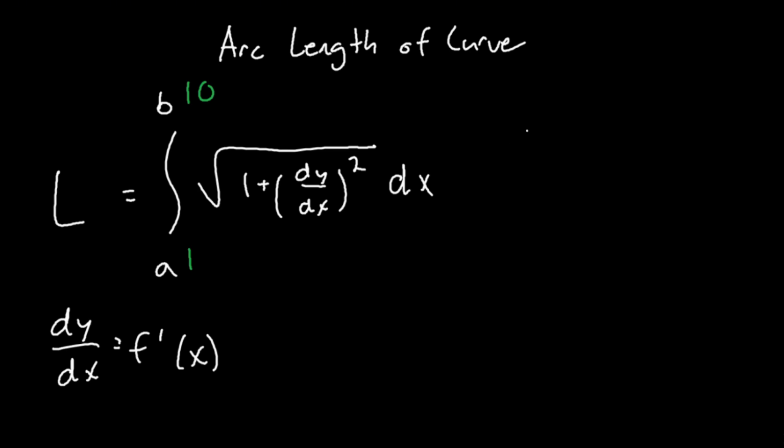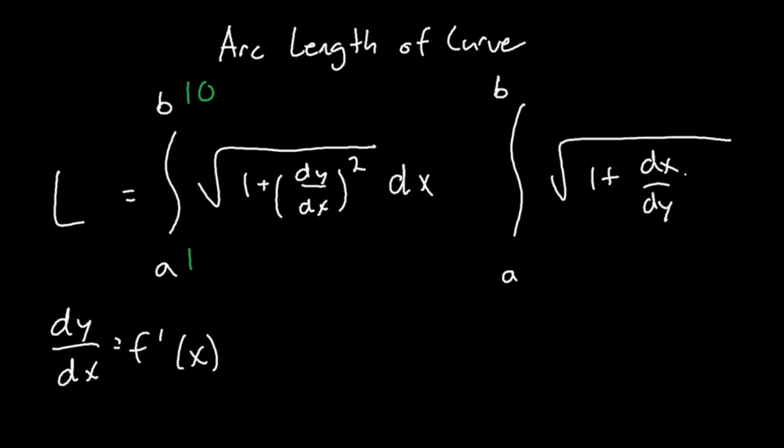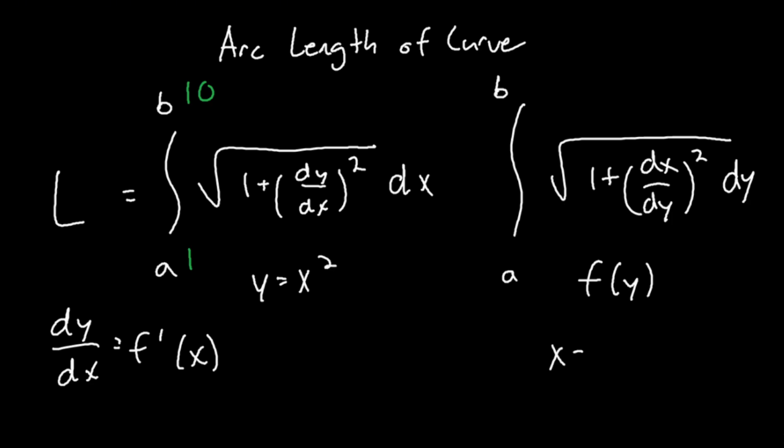But you might also see that the integral is set up like so. A and B, square root of 1 plus dx over dy squared, dy. Now this integral is in terms of y. Well, why do I say this? Why is it dx over dy now? This simply means that your function is in terms of y. So y is the independent variable. Before, maybe some example function would be y is equal to x squared. Now, your function would be x is equal to y squared.